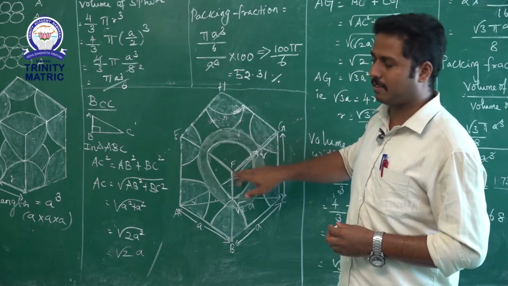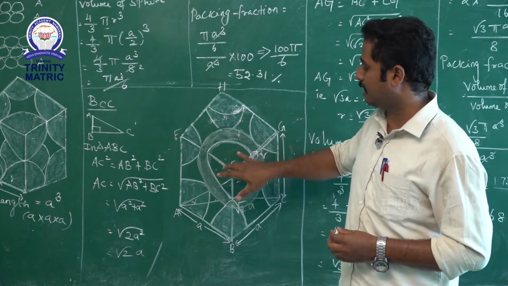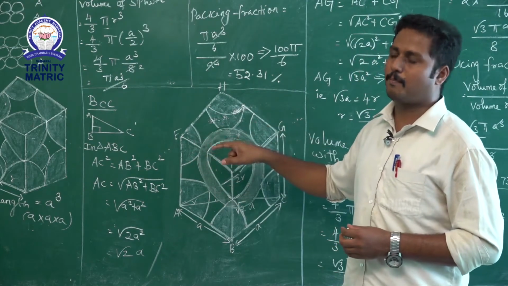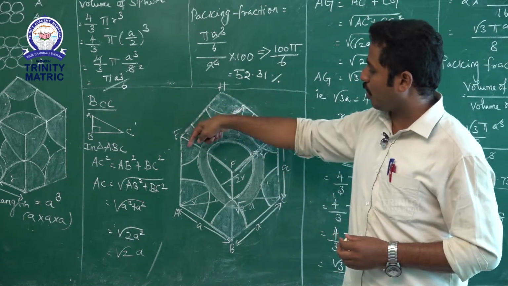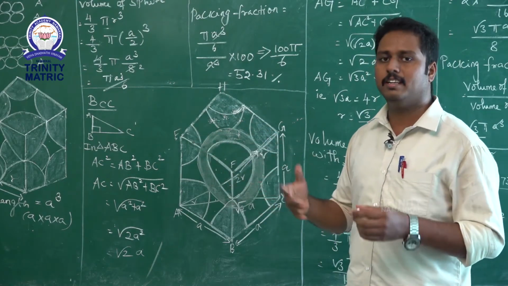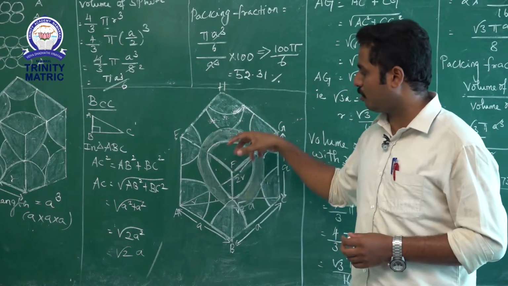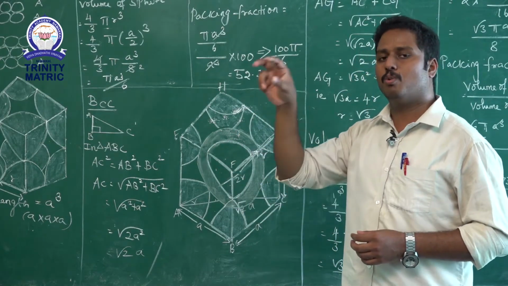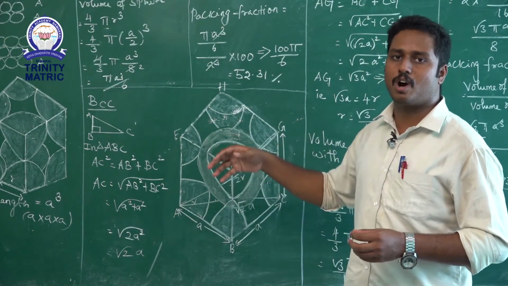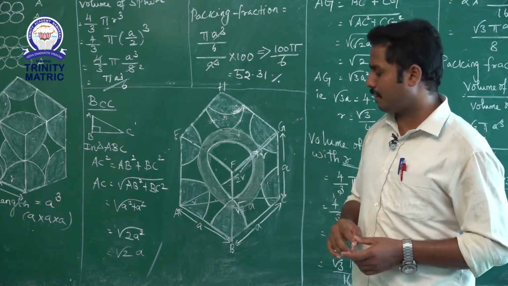This is a corner atom, and behind the corner atom, in the center part, there is an atom. So the corner atoms do not touch each other directly. How do they touch? There is an atom in the center of the body. So all the 8 atoms present in the corners are linked through the atom at the center. So here there are two kinds of arrangements.